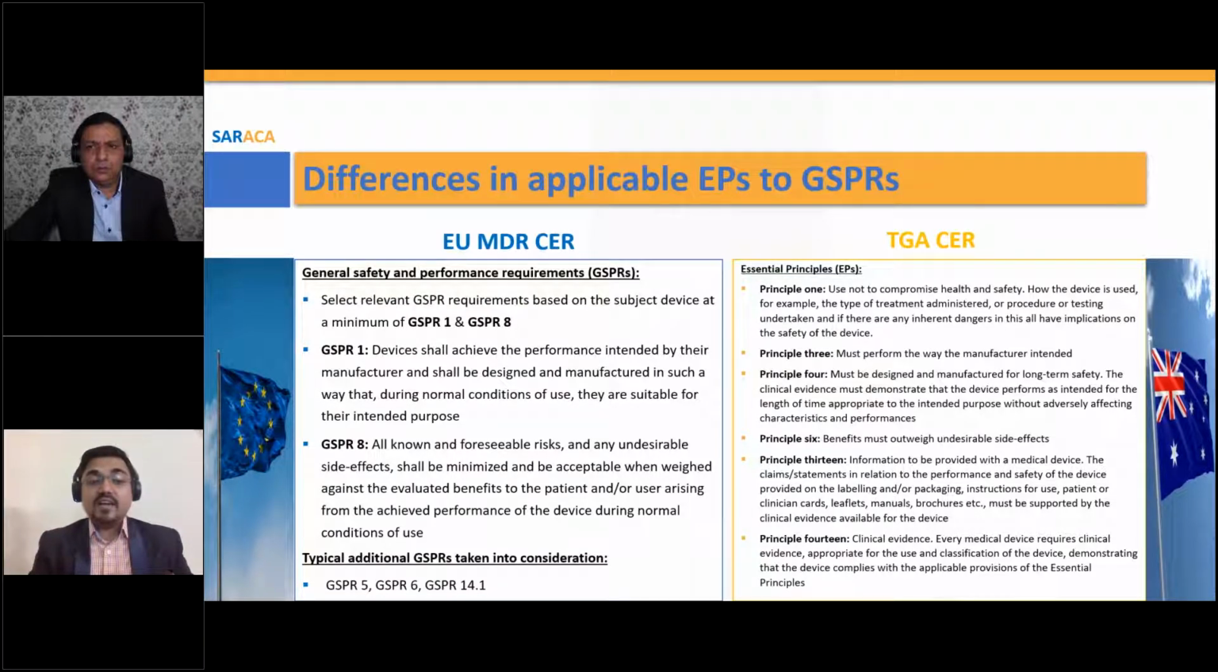Then there are additional GSPR requirements. If your device is relevant to these additional GSPR requirements, then you need to add these GSPRs to your CER, like GSPR 5, GSPR 6, GSPR 14.1. If your device is a combination of medical devices, where your device is one and you are combining two other devices, so there is a multiple device combination, then you need to comply with GSPR 14.1.